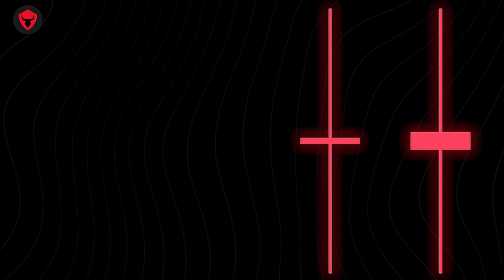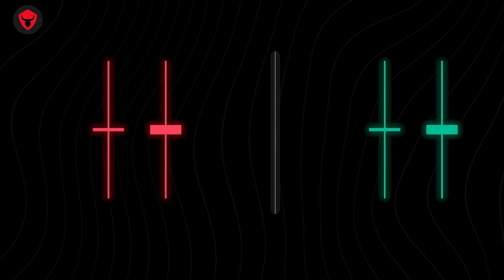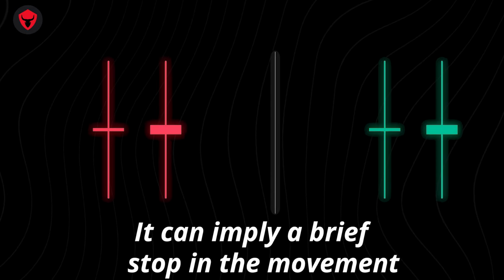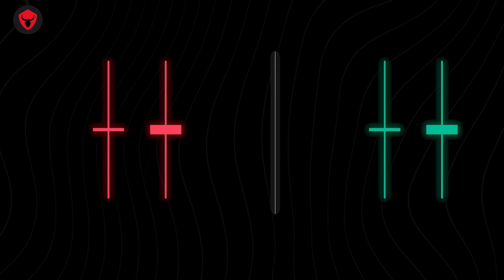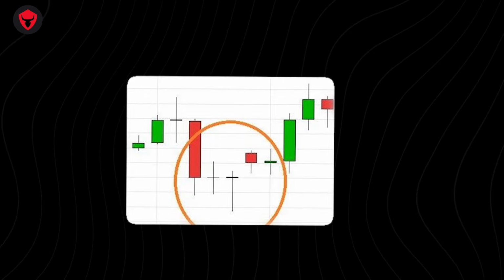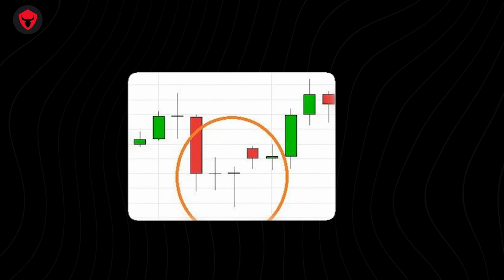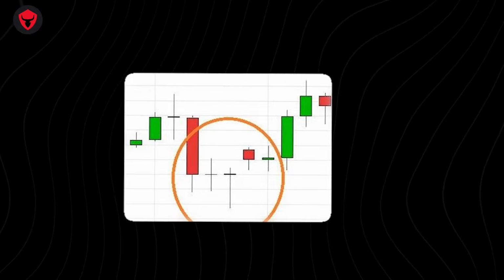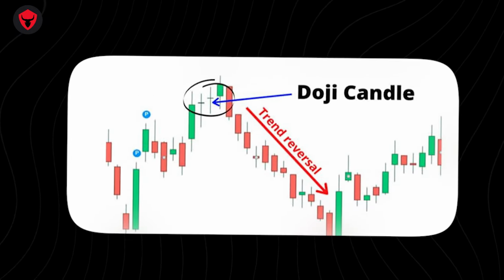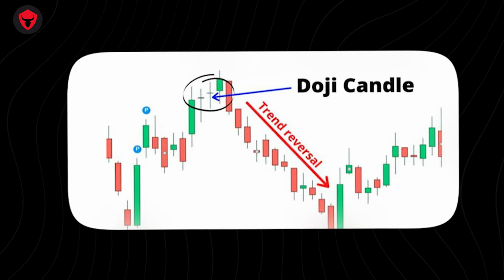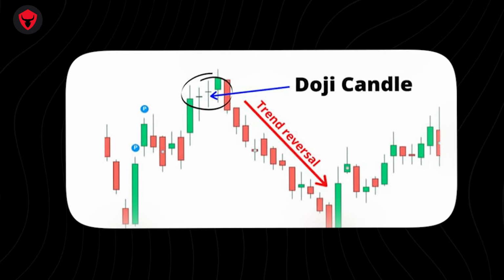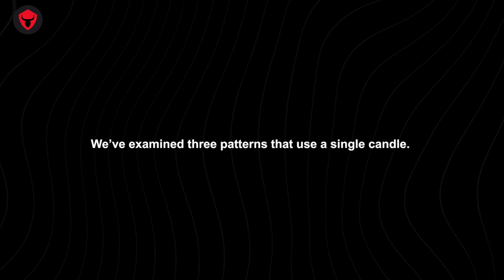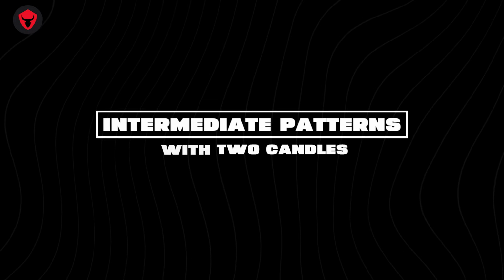The doji alone does not indicate any specific direction. It can imply a brief stop in the movement. However, seeing numerous doji candles in a row indicates that buyers and sellers are fighting for dominance. Typically, such a pattern results in a big move in either direction. So keep this in mind. So far, we've examined 3 patterns that use a single candle. Now we'll move on to intermediate patterns with 2 candles.